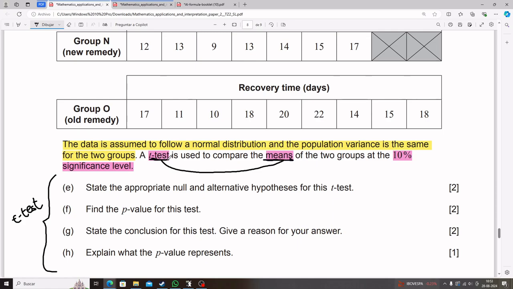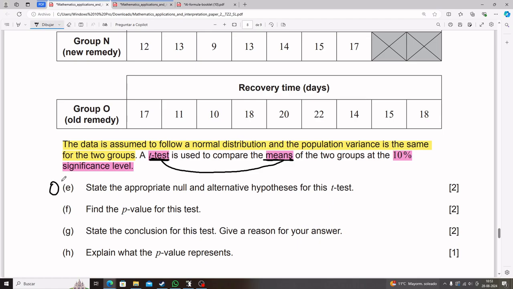So whenever you're comparing means, you will be using a t-test, okay? And when he talks about a significance level, it's sort of like how rigorous your test is, okay? Let's stick with that idea for now. So a 10% significance level is how rigorous you want your test to be. Usually we talk about 10%, 5%, or 1%, okay? So that is something you compare with your p-value, but that will happen later. I'll explain that later. ¿Vale? For now, let's focus on part E.